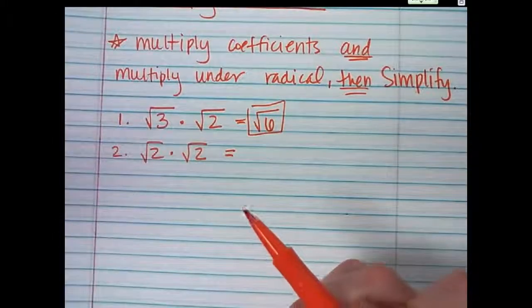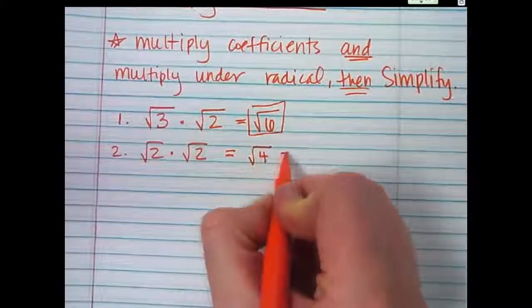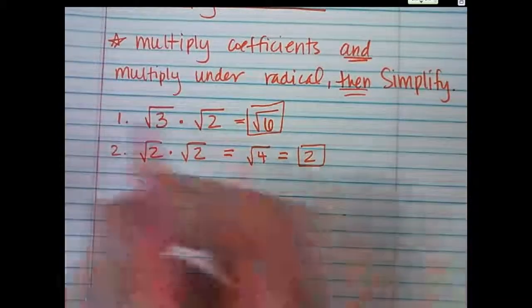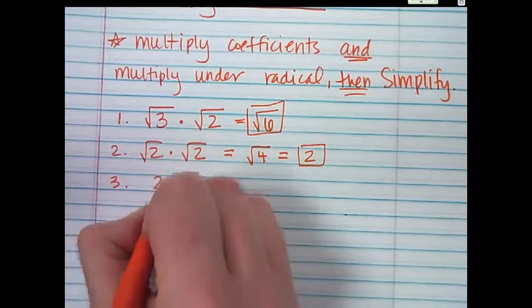Number 2, square root of 2 times square root of 2. Square root of 4, which is 2. Alright, let's add some coefficients.